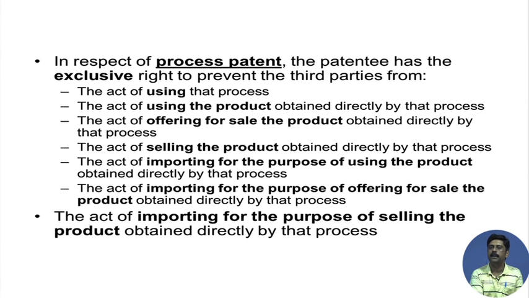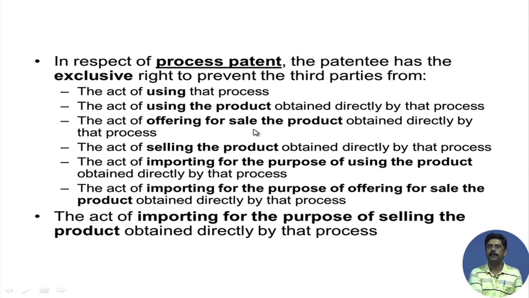So for the production of that API, he is using that process, so he will be prevented from using that API also, which is ultimately produced by that process. You understand the process is per se intangible, so the process is tangibilized in the form of a product. So they are telling, okay, he cannot use that product, because that product is made by using that process.